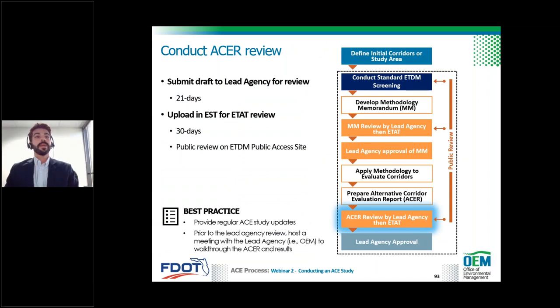All right, so we made it back to this ACE process graphic, and we're almost at the bottom. Now that the ACER is prepared, it's time to conduct the review. This should be after the project team's standard QA/QC process. First step is to send it to the lead agency for their review. Afterwards, it's updated as necessary and submitted to the environmental screening tool for the ETDM, the tribes, and the public's review. This is a 30-day review timeframe.